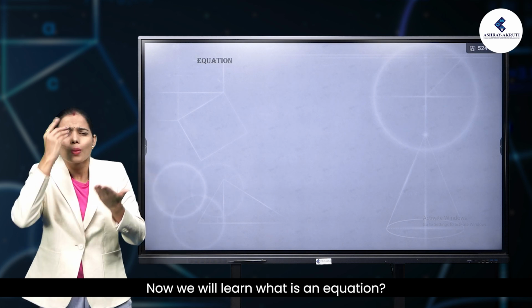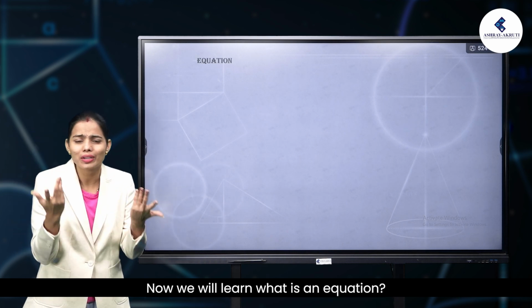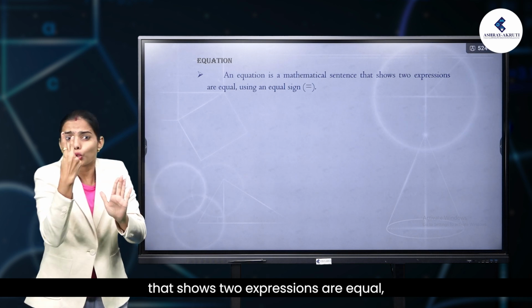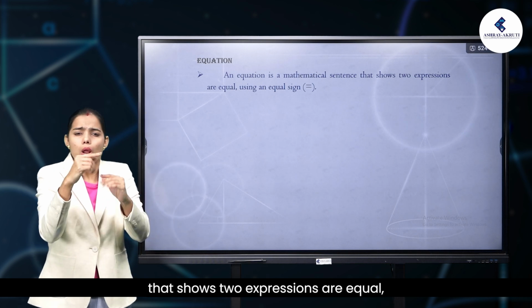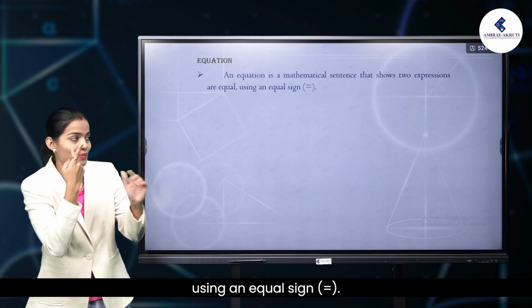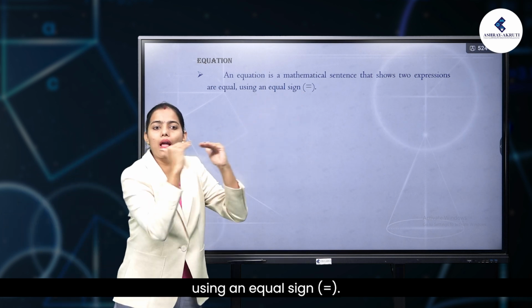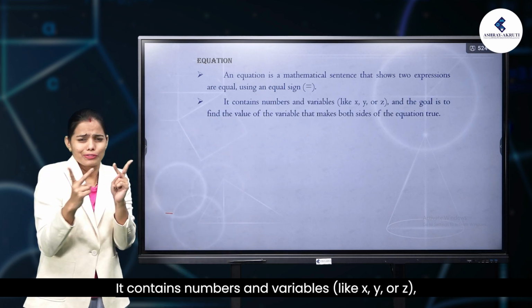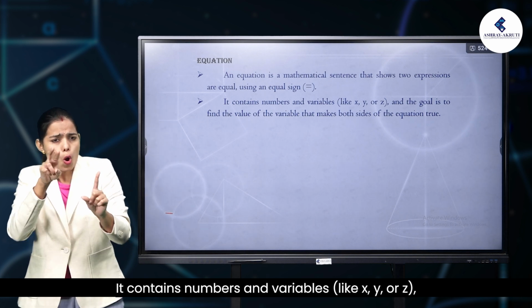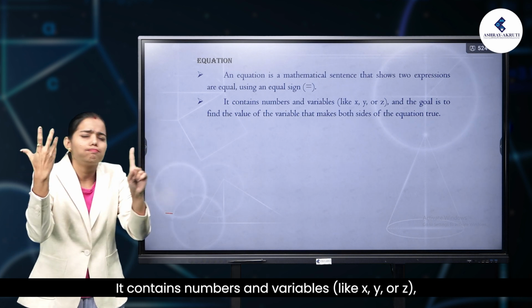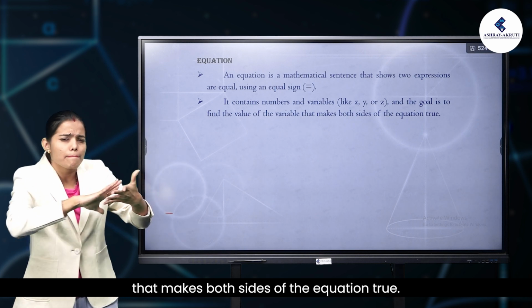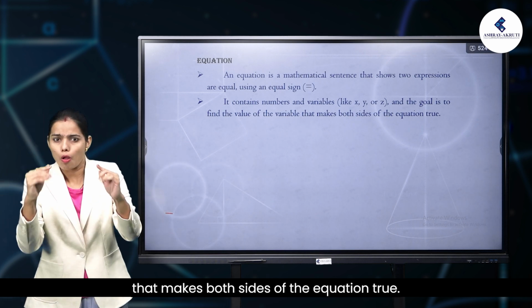Now, we will learn what is an equation. An equation is a mathematical sentence that shows two expressions are equal using an equal sign. It contains numbers and variables like x, y, or z. And the goal is to find the value of the variable that makes both sides of the equation true.